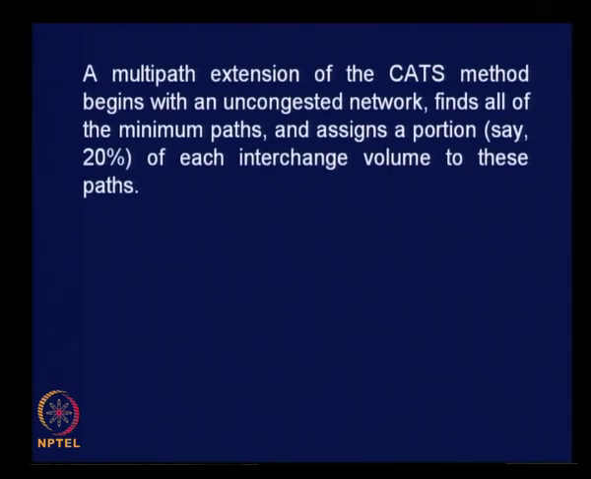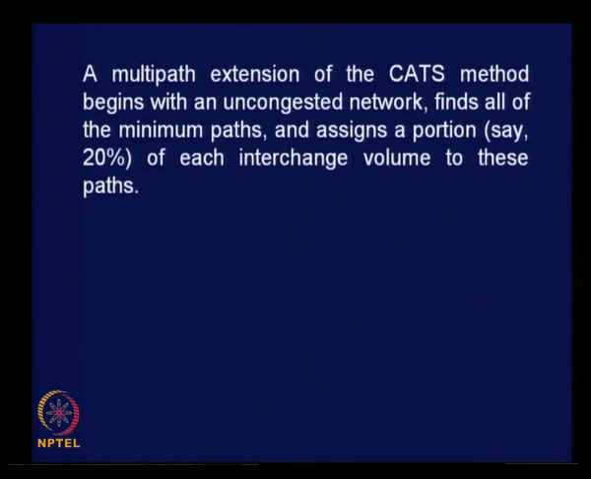Now, let us see how to go about doing the same exercise by the multipath assignment technique, or incorporating capacity restraint in the multipath assignment procedure. A multipath extension of the same exercise begins with an uncongested network, or network under free flow condition, finds all of the minimum paths and assigns a portion, say 20% of each interchange volume, to these paths. Are you able to follow this statement?